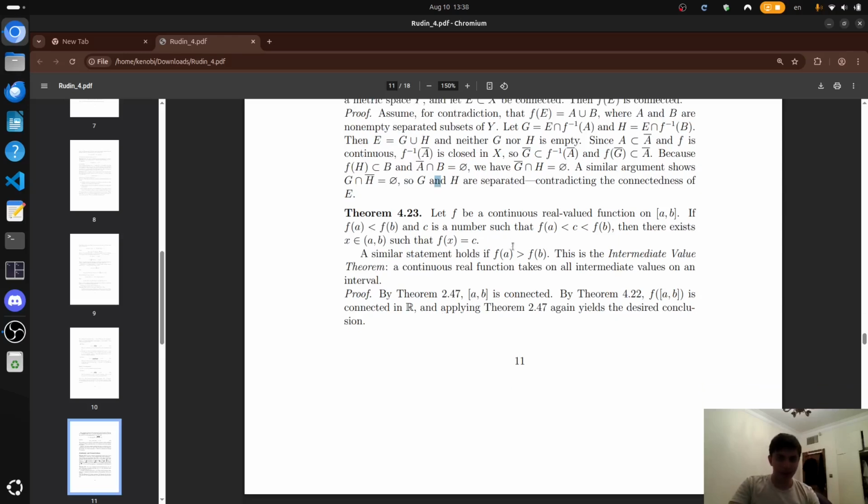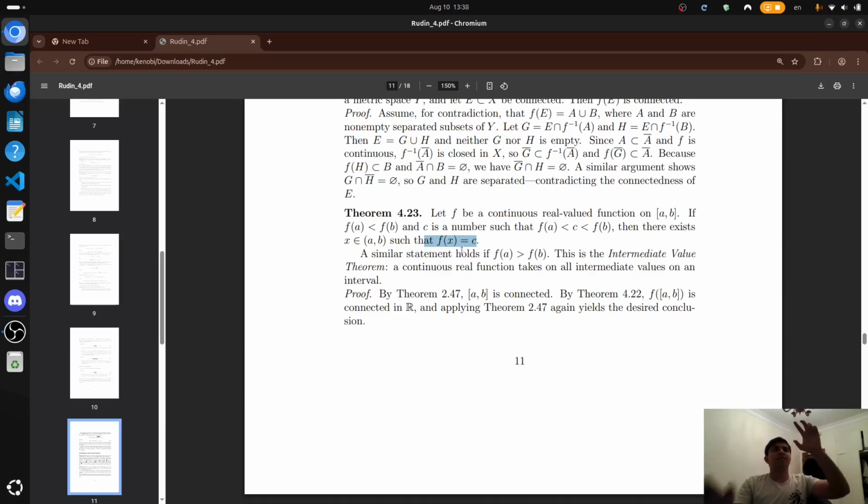Now let's read the following theorem. Let f be a continuous real valued function on [a, b]. If f of a is less than f of b, and c is a number such that f of a is less than c less than f of b, then there exists x in [a, b] such that f of x equals c. This is called the intermediate value theorem.